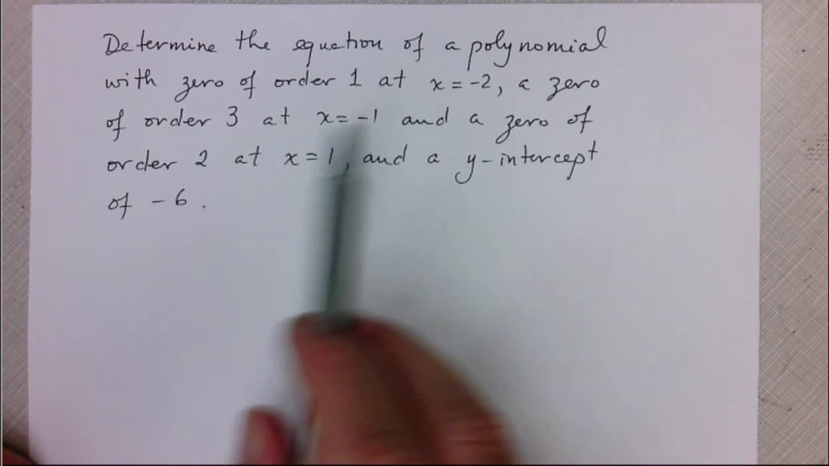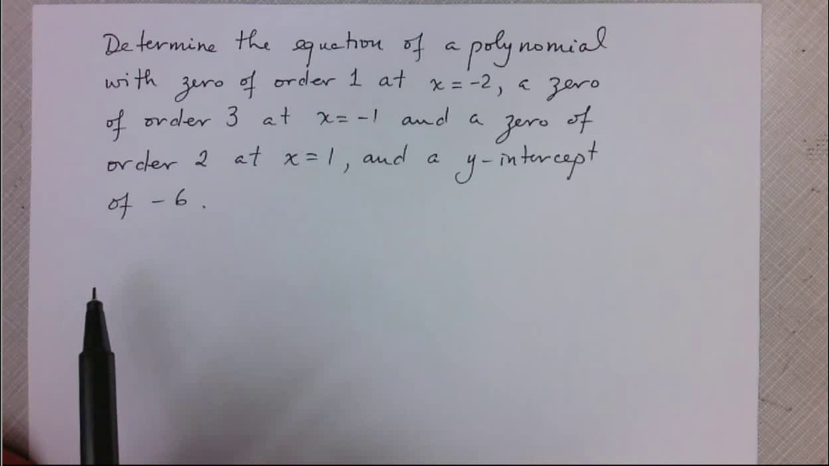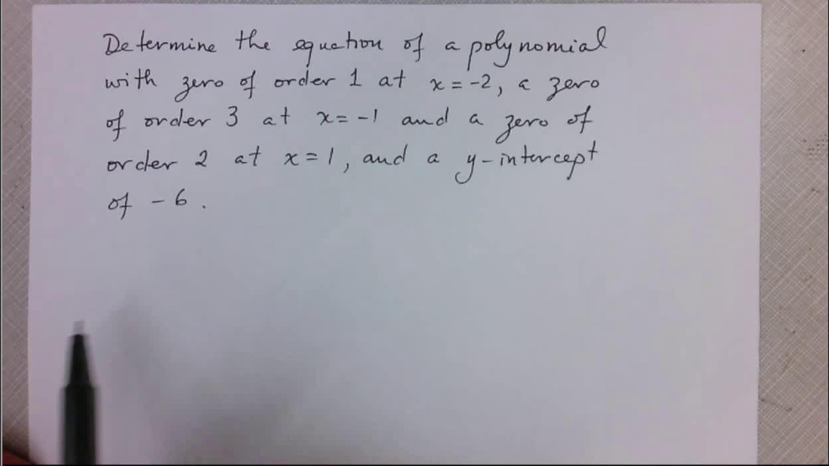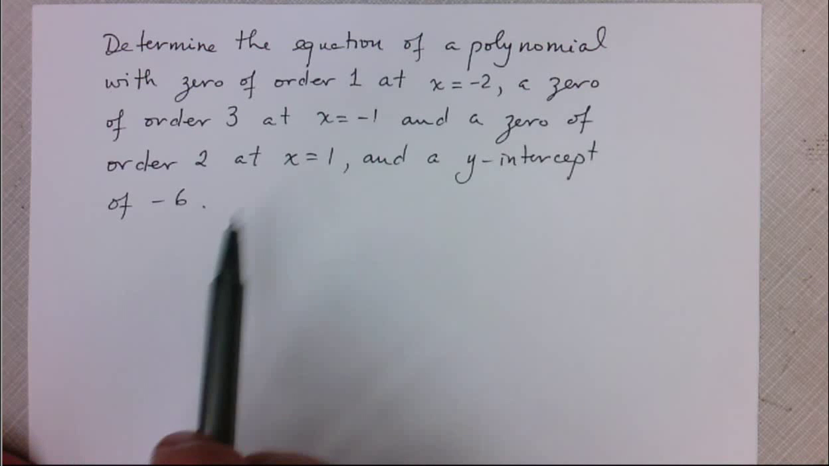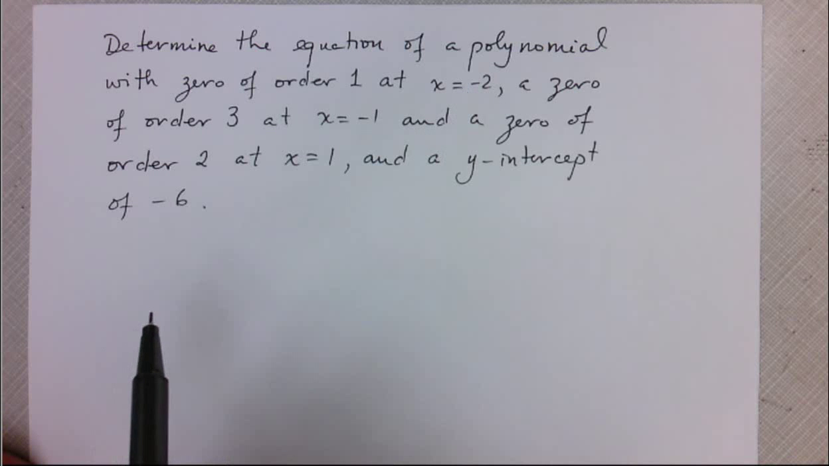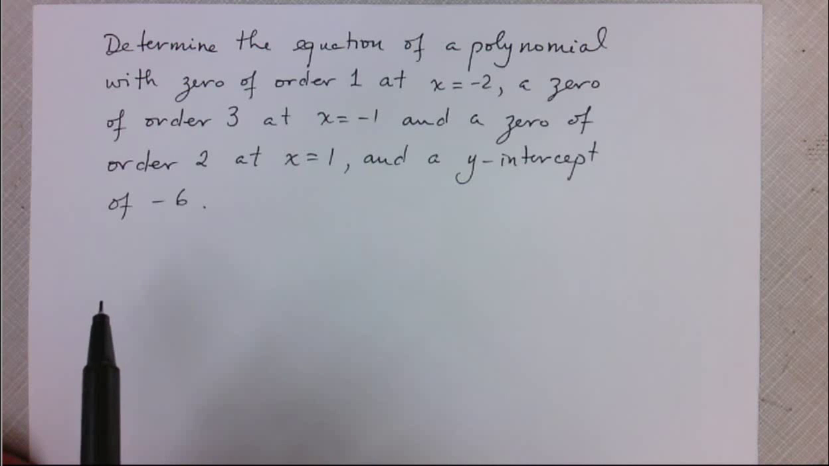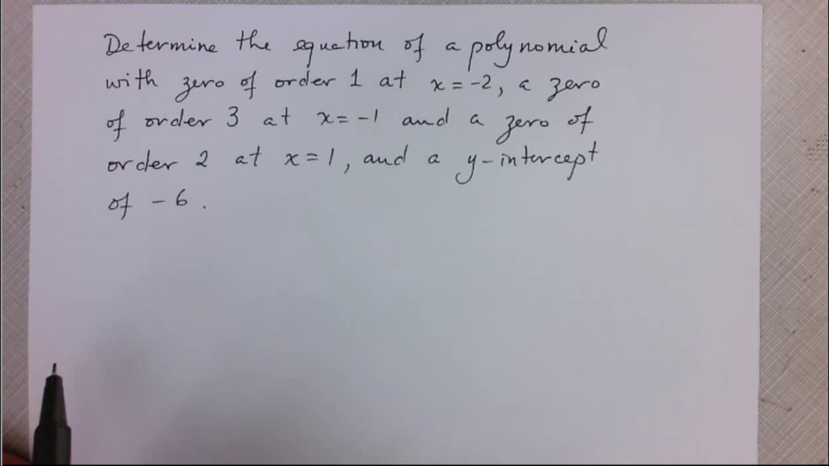Determine the equation of a polynomial that has a zero of order 1 at x equals -2, a zero of order 3 at x equals -1, and a zero of order 2 at x equals 1. And they give us the y-intercept of -6. Let's remember that if, say, -2 is a zero of a polynomial, then we know that x minus -2, or x plus 2, must be a factor of that polynomial. And similarly for these other ones.